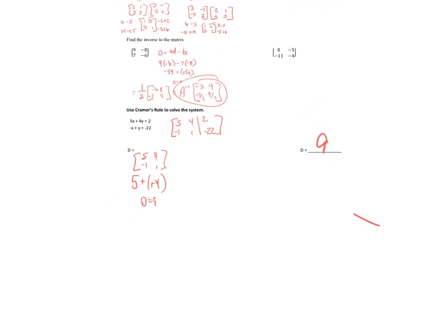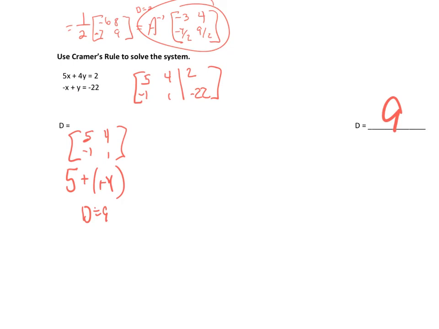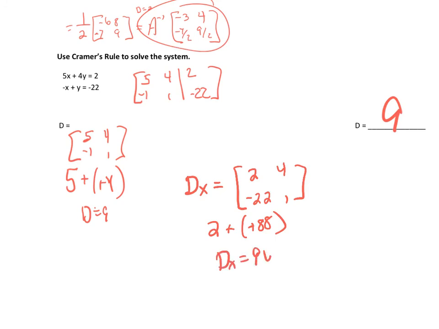I'm just going to, on the same page, do everything here. All right, so D sub x, we're going to use my answers, so 2 and negative 22. My y values are 4 and 1. So my majors, 2 times 1 is 2, minus negative 22 times 4 is negative 88. So 2 minus negative 88 is going to give me D sub x is 90.